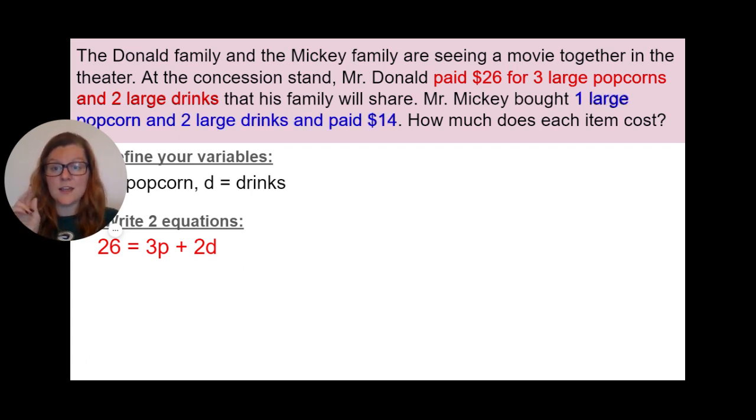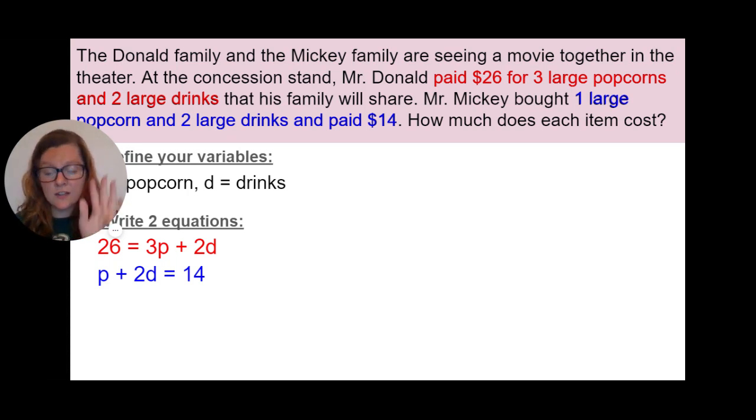And then now we got to write that second equation. 1 large popcorn and 2 large drinks, and we paid $14. So I'm going to say that P plus 2D is equal to 14. It doesn't matter what order you write it in. You could say 14 is equal to P plus 2D. Doesn't matter.